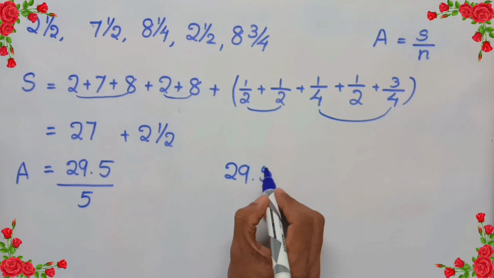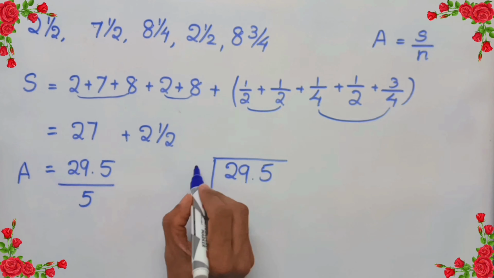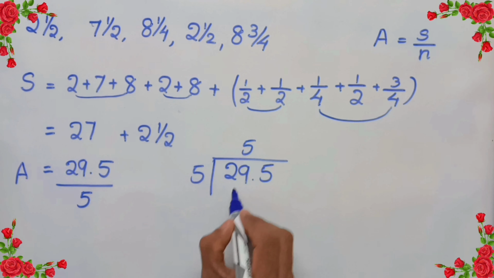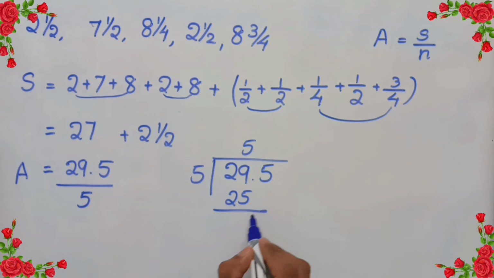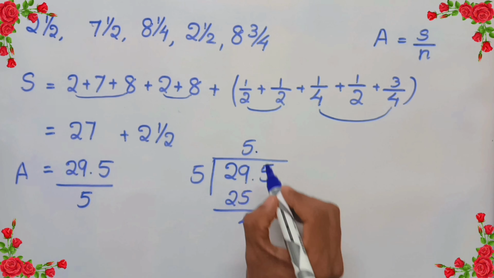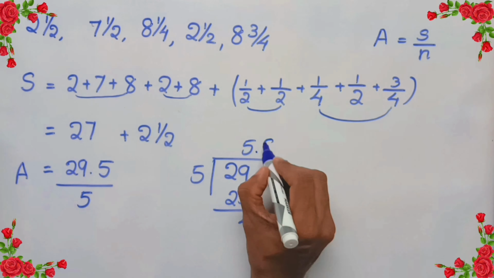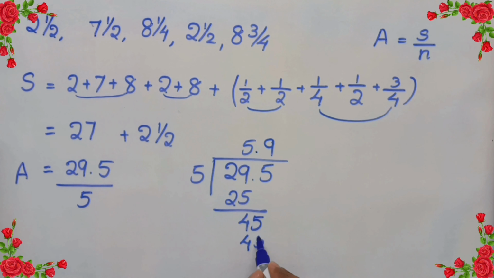Let's divide 29.5 by 5. 5 into 5 is 25. 29 minus 25 equal to 4. Put a decimal point at the quotient and drop down 5. 9 into 5 is 45. 45 minus 45 equal to 0. The quotient is 5.9. That is, average of the given mixed fractions is 5.9. Answer 5.9. Next question.